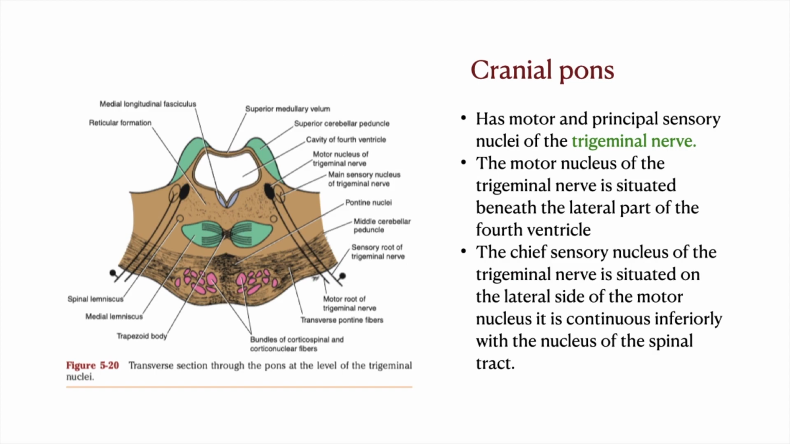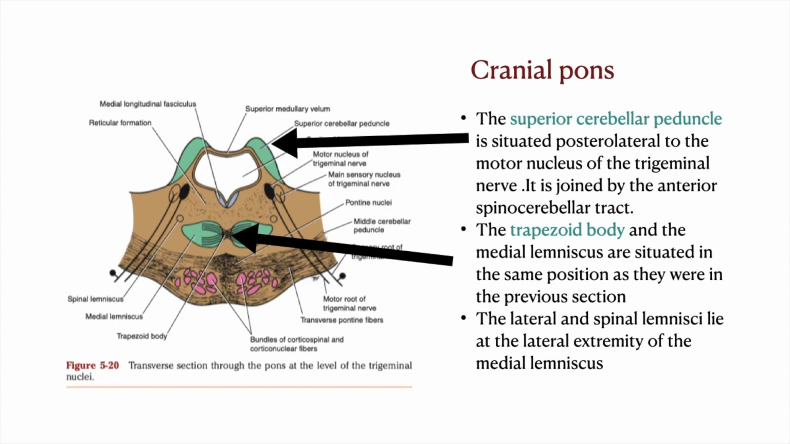The cranial pons has the motor and principal or chief sensory nuclei of the trigeminal nerve. The motor nucleus of the trigeminal nerve is situated beneath the lateral part of the 4th ventricle, and the chief sensory nucleus of the trigeminal nerve is on the lateral side of this motor nucleus. This is continuous inferiorly with the nucleus of the spinal tract.